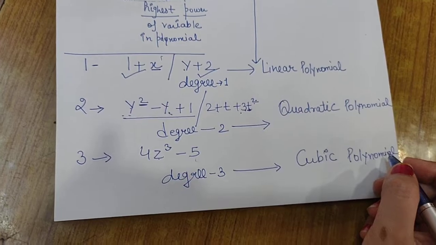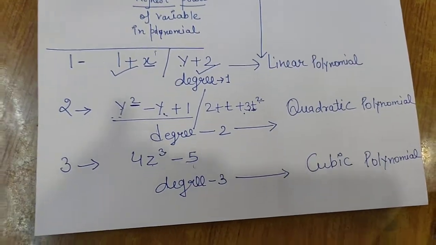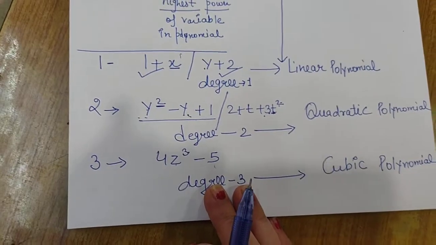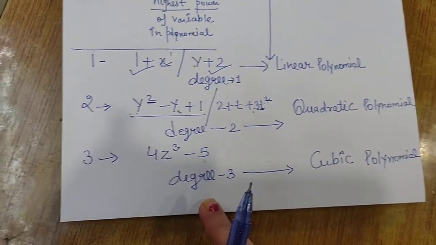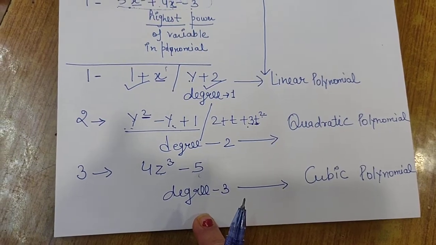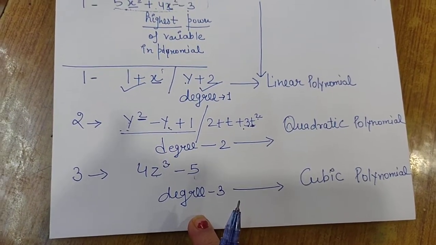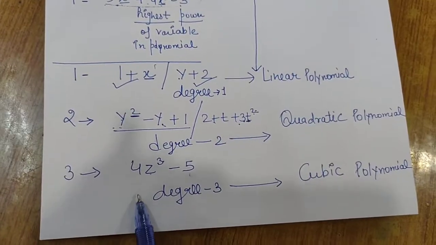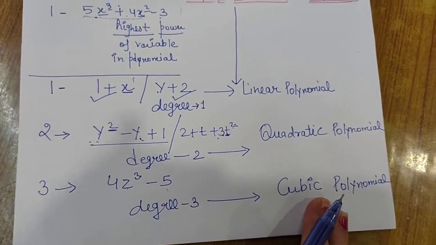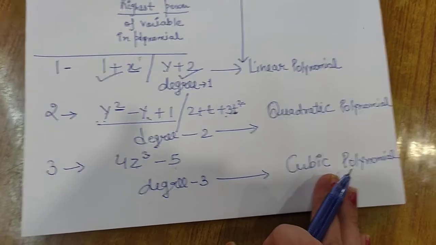We have more when we have highest degree 4, 5, 6, but the names we have given are only till 3. There is one more name for the highest degree 4, biquadratic, or you can say quadrinomial. But till highest degree 3, these types of polynomials are very important.